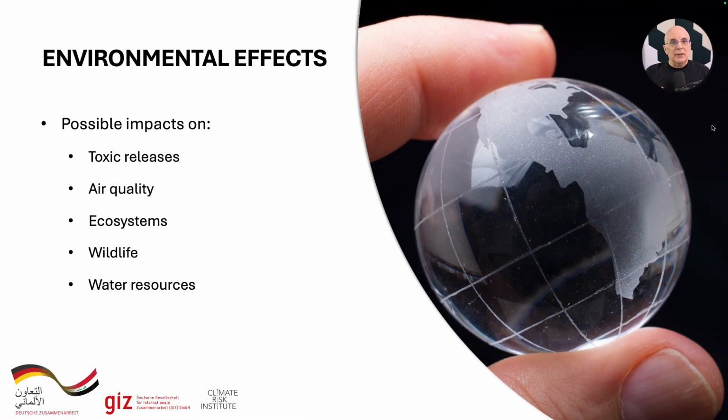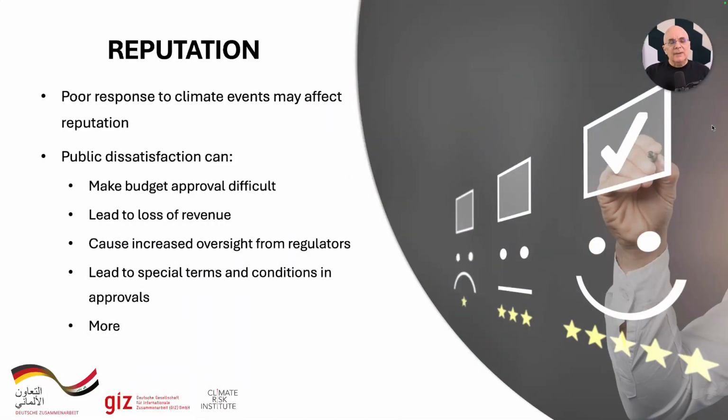And we need to consider how the environment may be impacted during an event, possible impacts on toxic releases, air quality, ecosystems, wildlife, and water resources. And finally, we may want to consider the reputation of the organization. Poor response to a climate event can affect our reputation. Public dissatisfaction in our response can make budget approvals difficult, lead to loss of revenue, cost increase oversight from the regulators, leads to specific terms and conditions and approvals, and on and on.